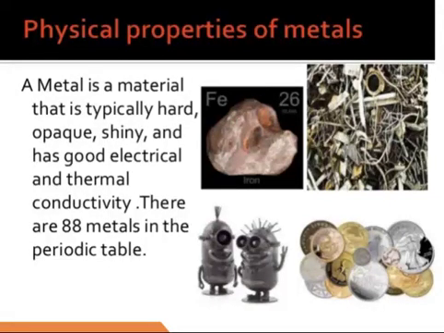Examples of metals are sodium, potassium, copper and aluminium. Whereas non-metals are elements whose atoms gain electrons to form negative ions. Examples of non-metals are oxygen, carbon, chlorine, fluorine, etc.